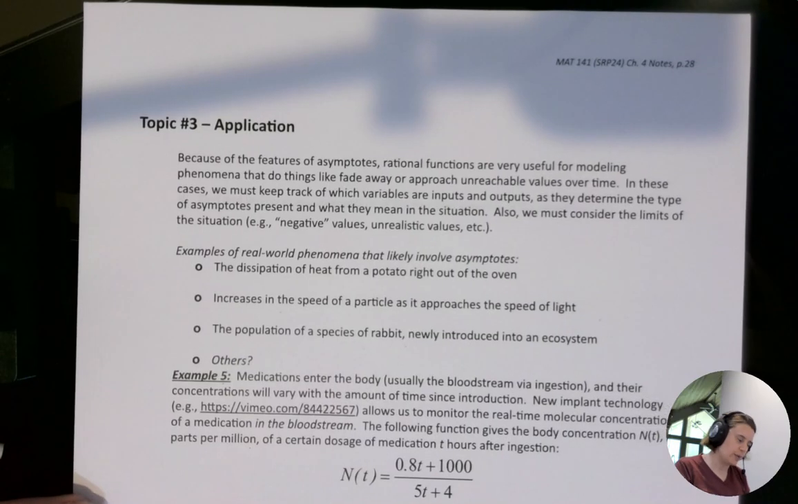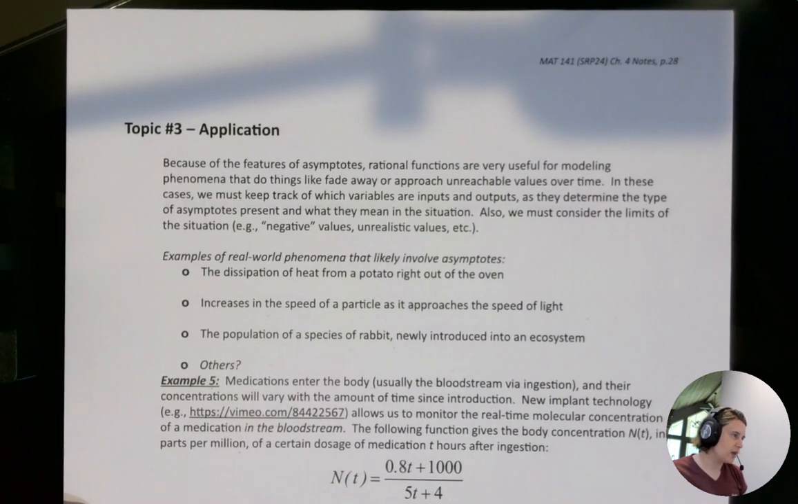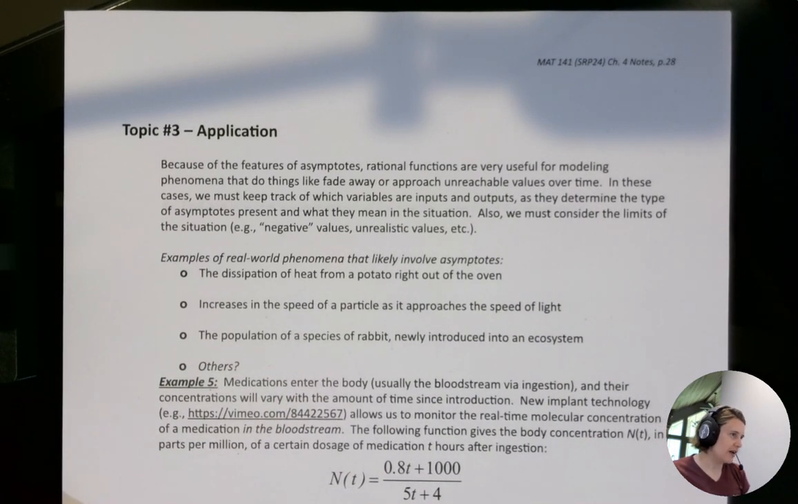All right. Topic number 3, we're going to look at some applications now. Because of the features of asymptotes, rational functions are very useful for modeling phenomena that do things like fade away or approach unreachable values over time. In these cases, we keep track of which variables are inputs and outputs as they determine the type of asymptotes present and what they mean in the situation. We also must consider the limits of the situation, i.e. whether negative values are realistic or not.